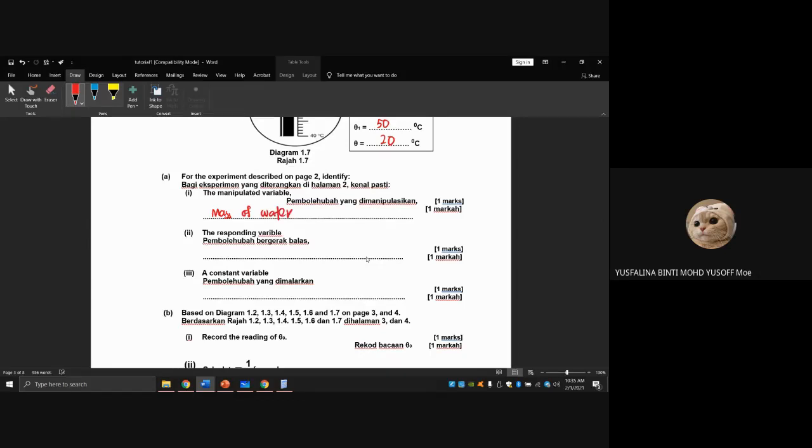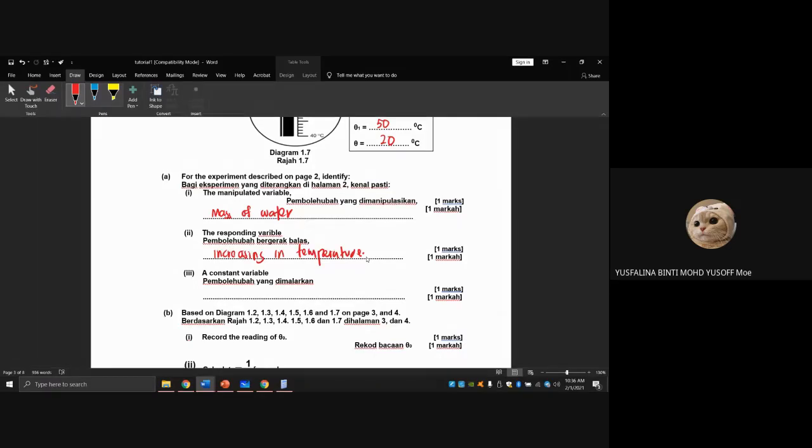Okay. So how about the responding? Yes, very good. So the other one must be the responding variable: increase of temperature. Okay, and then next one is the constant variable.